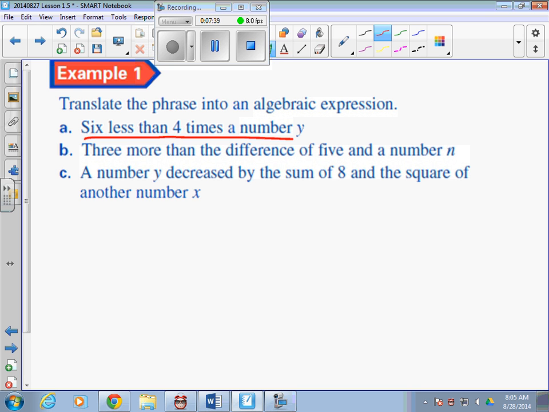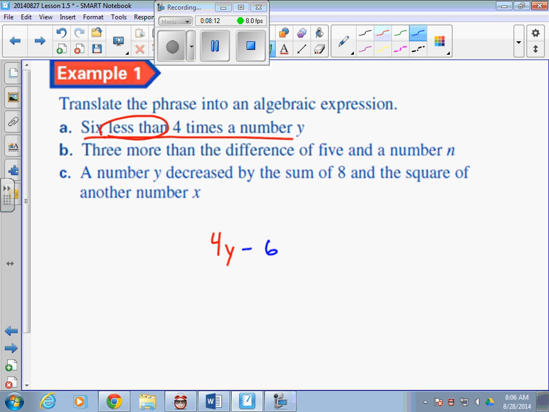It says 6 less than 4 times a number y. So 4 times a number y will look something like this, 4 times y. Then it says 6 less than that. Anytime you have that phrase less than, that's one of those tricky ones. It's written backwards. So instead of saying 6 minus 4y, it's 4y minus 6. That's how A should look, everybody. Remember that less than and more than are written backwards.